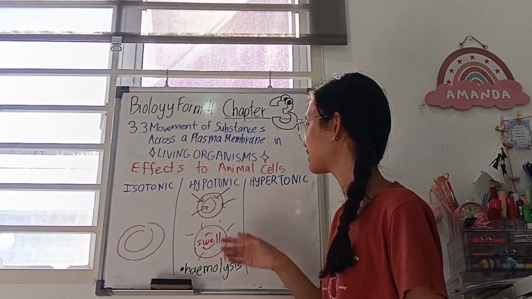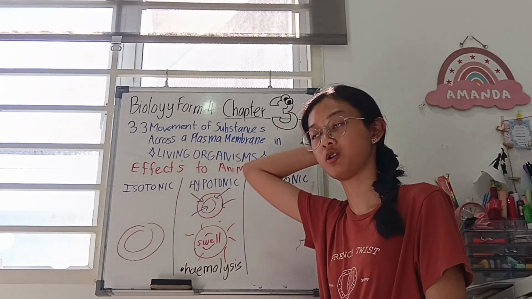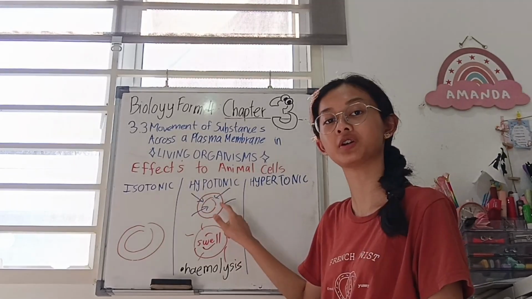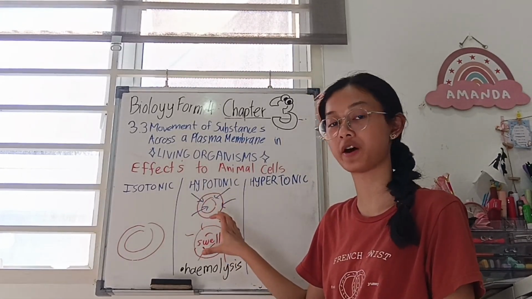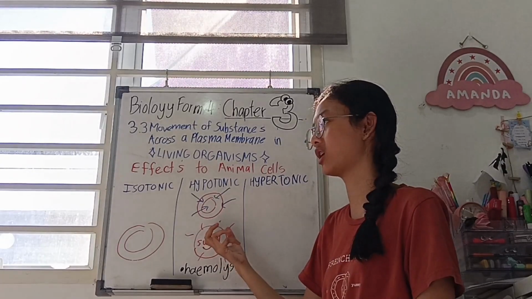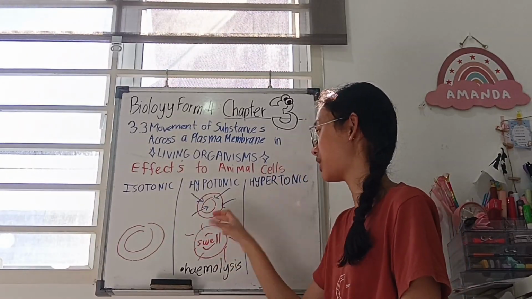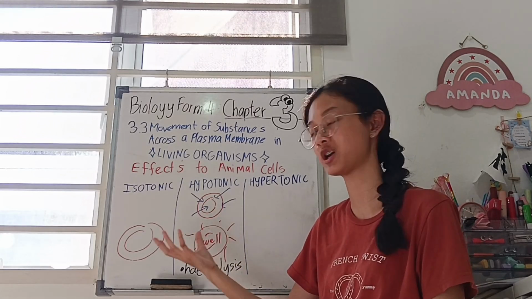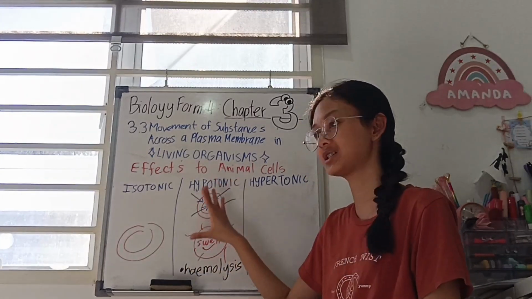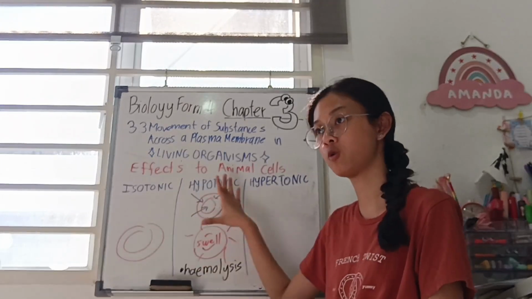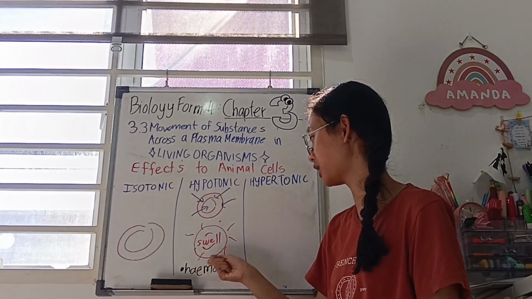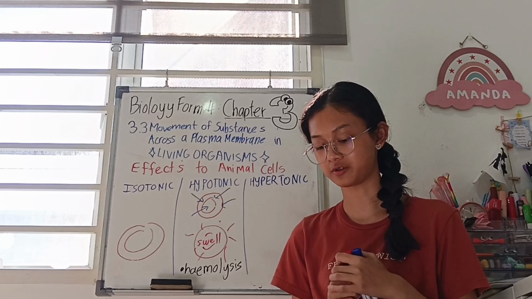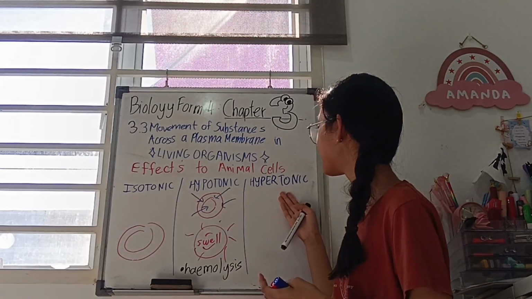So basically, in hypotonic solution, the water will diffuse into the red blood cell. The red blood cell will swell and burst because the plasma membrane is thin and not strong enough to handle the pressure. This whole scenario is called hemolysis. Hemolysis, or hemolysis, I don't know how to pronounce it. And lastly is hypertonic.